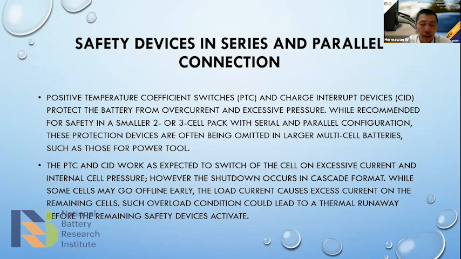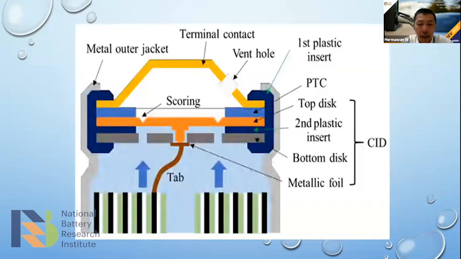You must remember, the safety device in the cell is only in the cylinder. In the pouch or in the prismatic, CID and PTC are not available. What are CID and PTC? You can see this PTC: the metal will have different resistance, and if the temperature gets higher, the resistance will be higher. That will reduce the current flow. And then the CID will interrupt the current. This current will be broken when the temperature or the gassing gets higher.